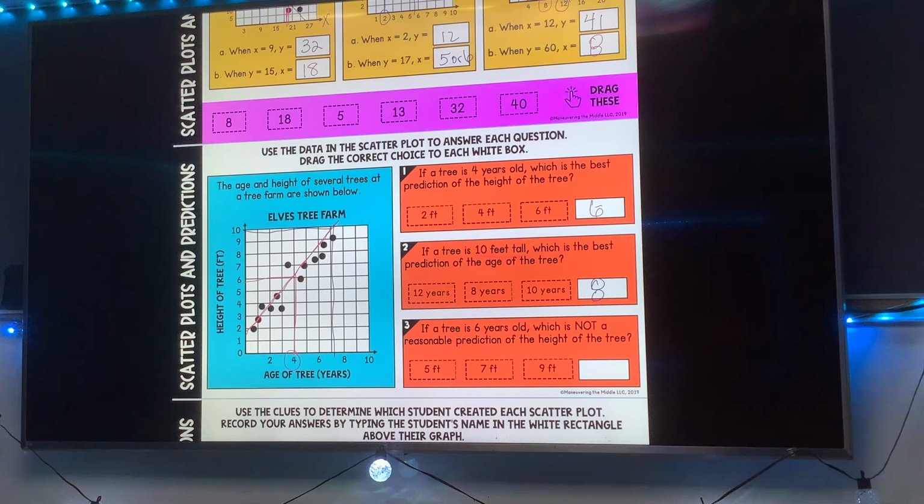If a tree is 6 years old, and if you make a thicker line, it might help. If your tree is 6 years old, which is not a reasonable amount? Okay, so I'm between 8 and 9. So if you have 7 and 9, that would be okay. Do you see 5 would not be a reasonable amount? So do you see how they would take 7 or 9?